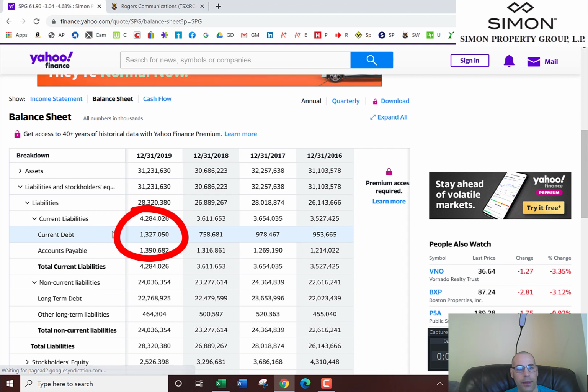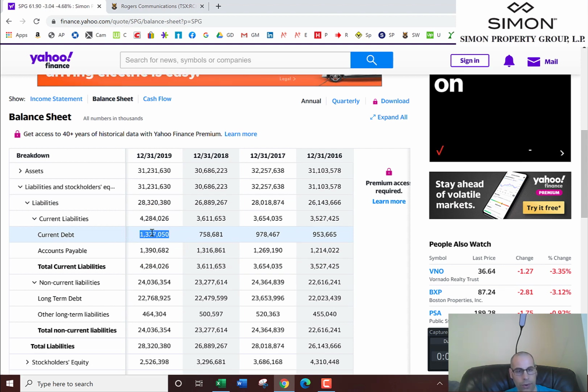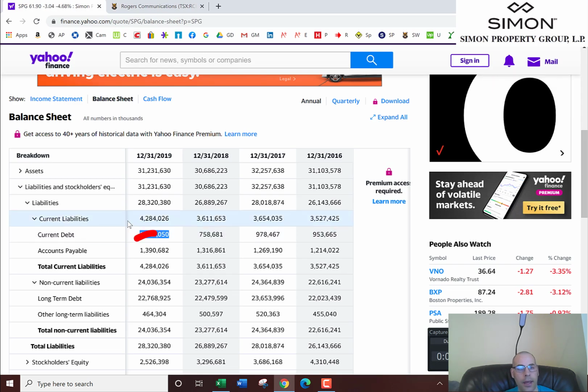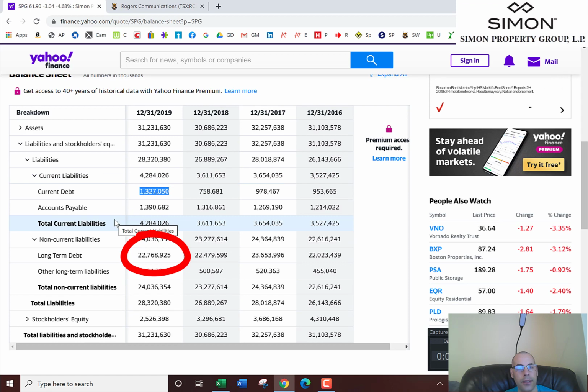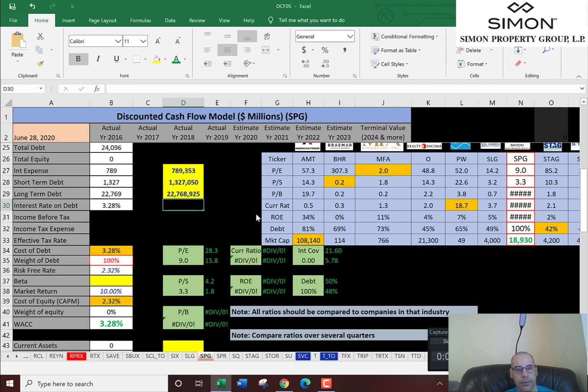And we'll go to the liability section. The current debt is debt due within 12 months. That's $1.3 billion. And then non-current liabilities, long-term debt, that's debt due after 12 months, that's $23 billion. So they pay 3.3% interest on their debt. And REITs don't pay taxes, so the cost of debt is the 3.28%.